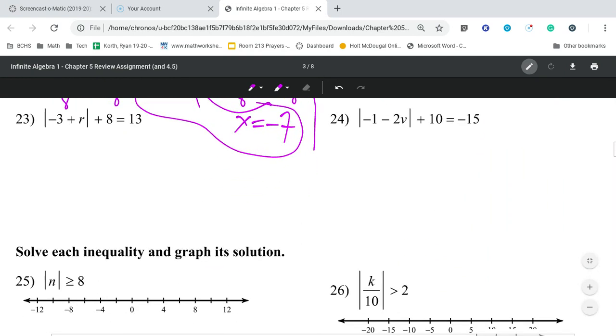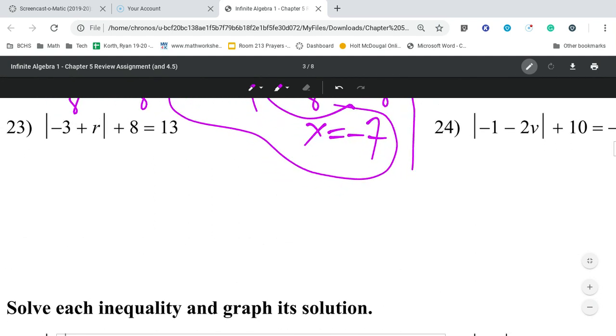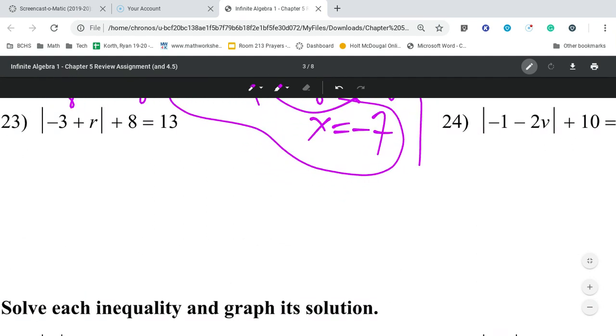Step 1. Absolute value by itself. No, it is not. Undo the addition happening outside the absolute value first. I cannot set up 2 equations before absolute value is by itself. If you make it 13 and negative 13 for this problem, you are going to get it wrong.